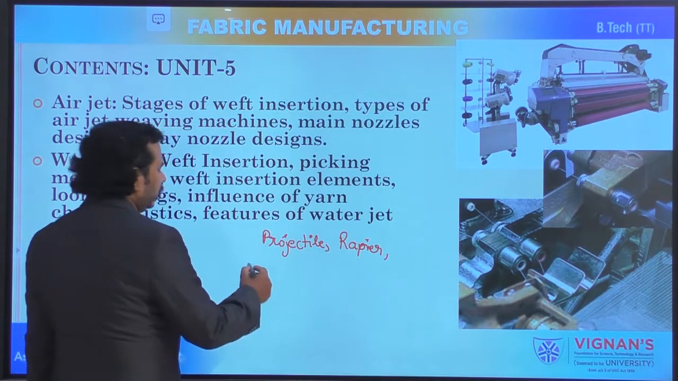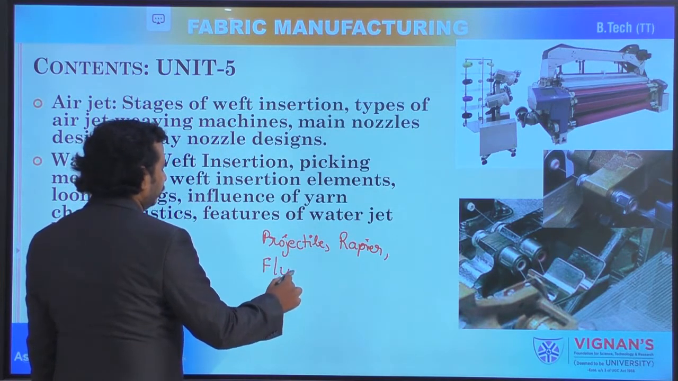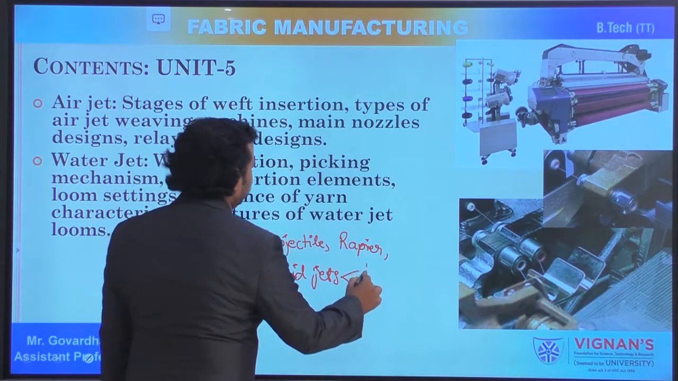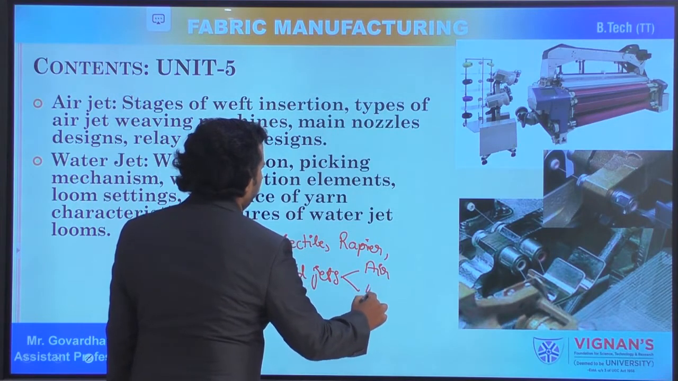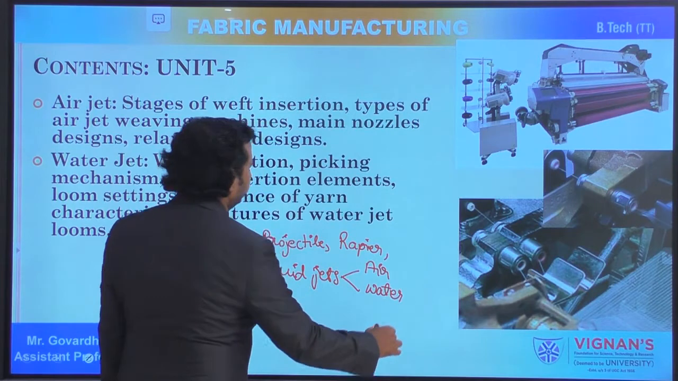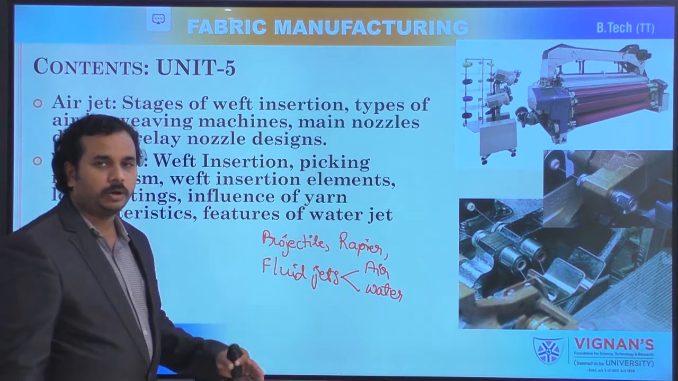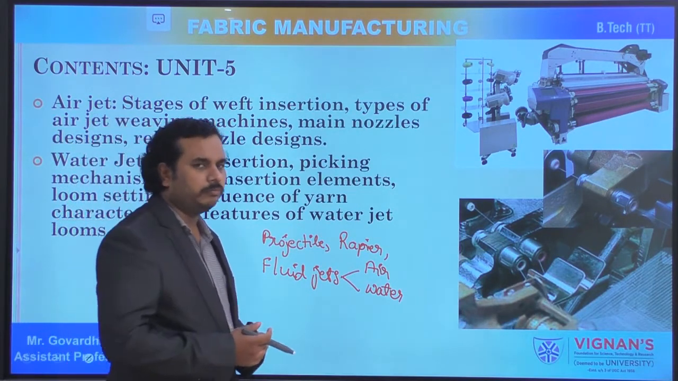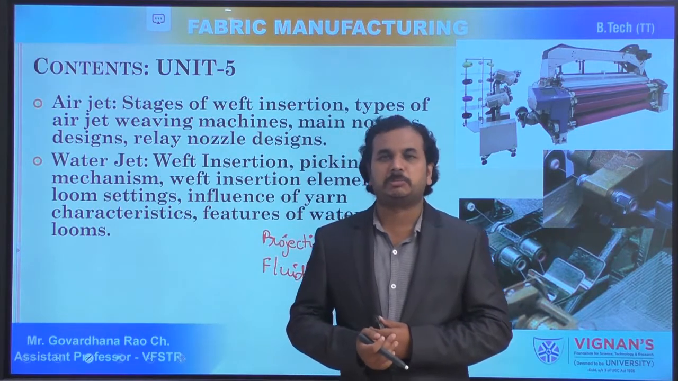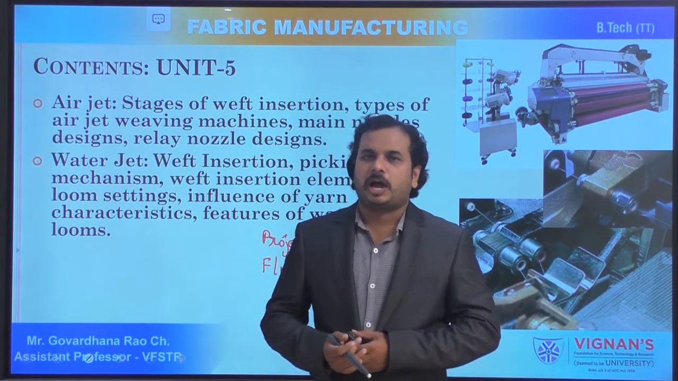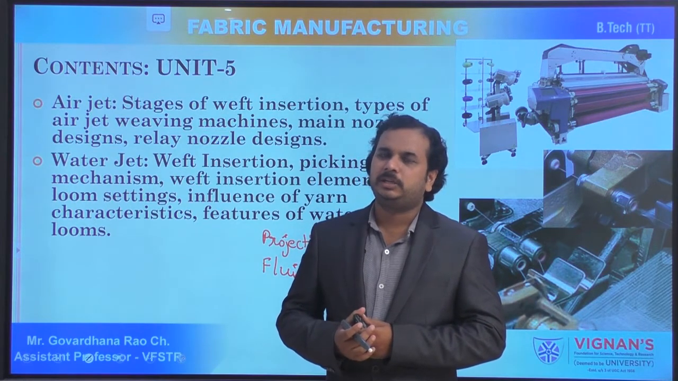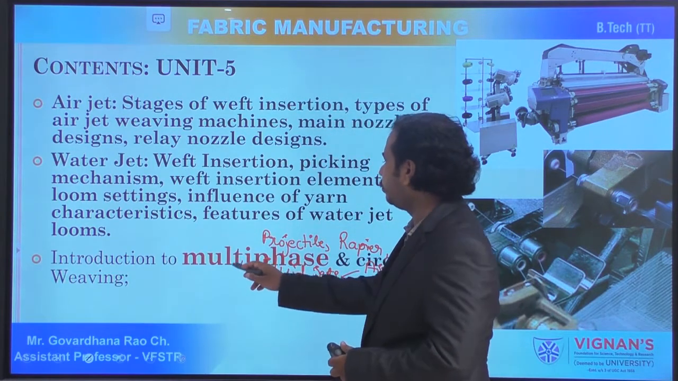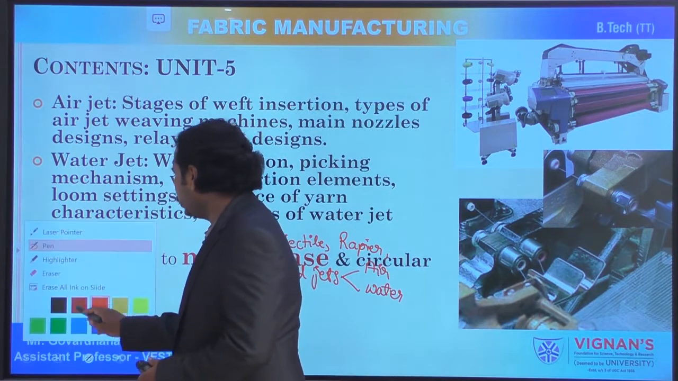Then, coming to the third category, the fluid jets, we discussed air jet and water jet weaving machines. Till now, along with these, we have one more shuttleless weaving machine, the multiphase weaving machine, and we also have circular weaving technology. We will discuss these two one by one. Today's session is about the multiphase weaving machines.